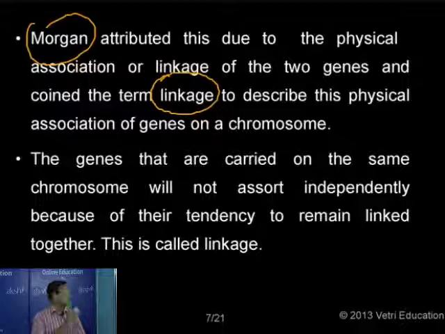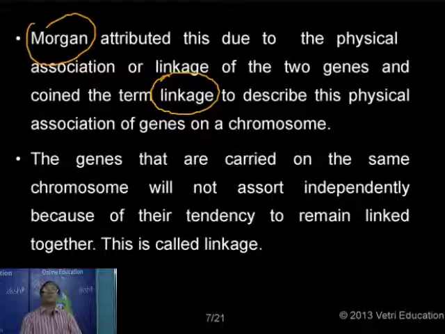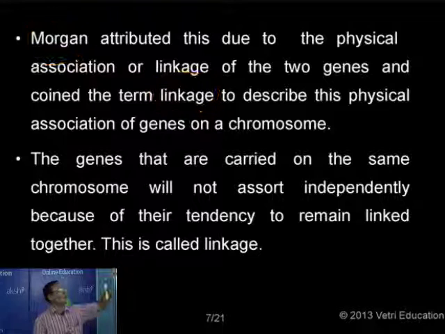So the genes that are carried on the same chromosome will not assort independently. I mentioned already, according to the Mendelian principle, the genes normally assort independently. When the genes are located on different chromosomes, only then do we have the genes assorting independently according to the law of independent assortment. But when they are present together on the same chromosome, they do not assort independently. They remain linked together, and such genes are called linked genes, and the phenomenon is called linkage.